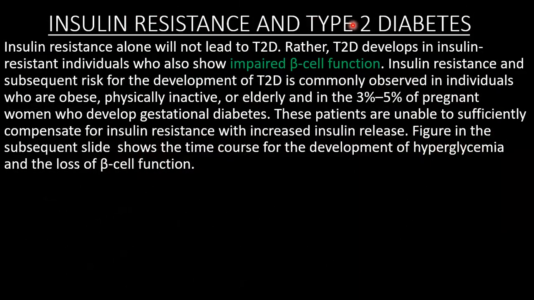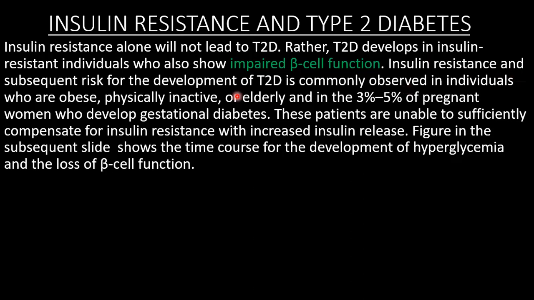Insulin resistance and type 2. Now, how does insulin resistance bring about type 2 diabetes? Insulin resistance alone will not lead to type 2, but rather, type 2 usually develops in insulin-resistant individuals who also show impaired beta cell function. So, beta cell function is impaired.